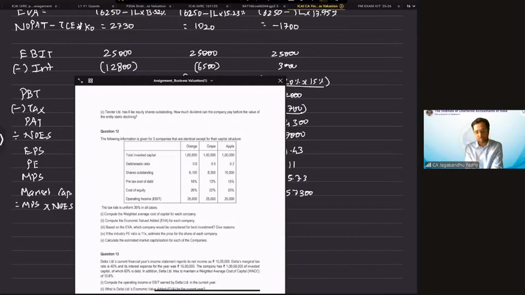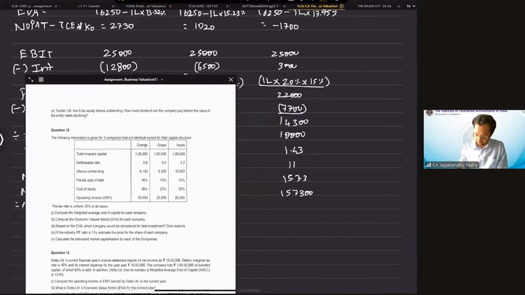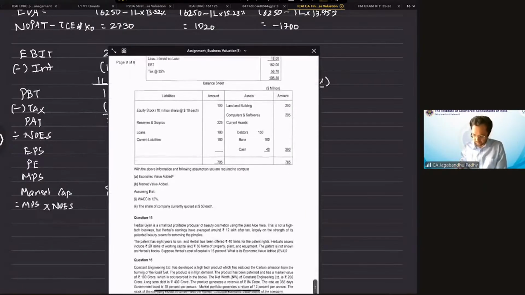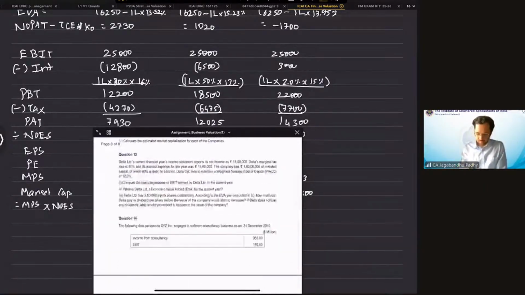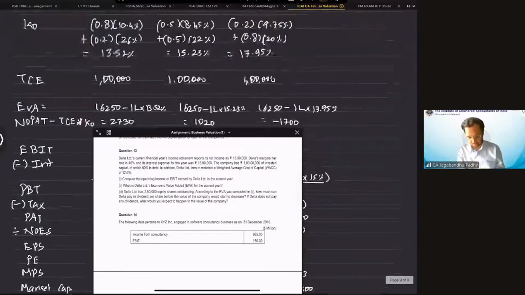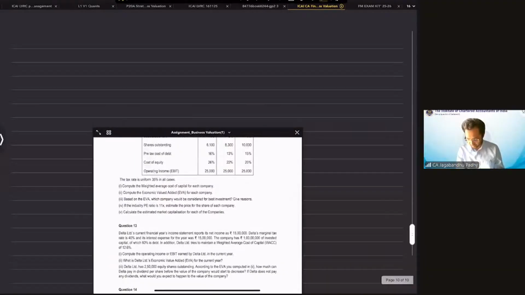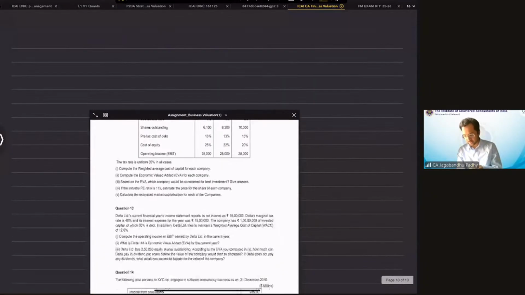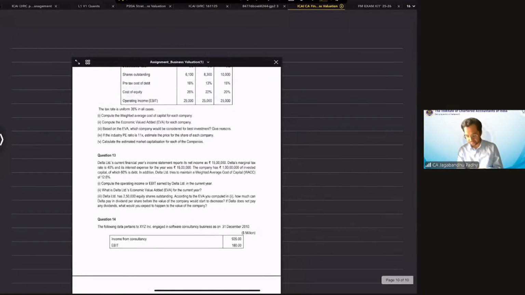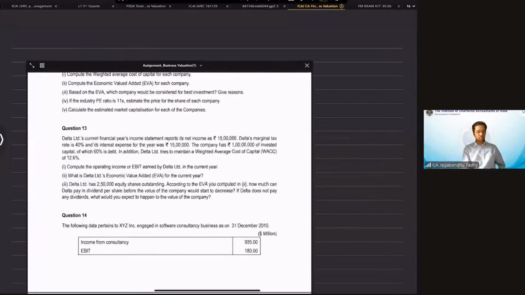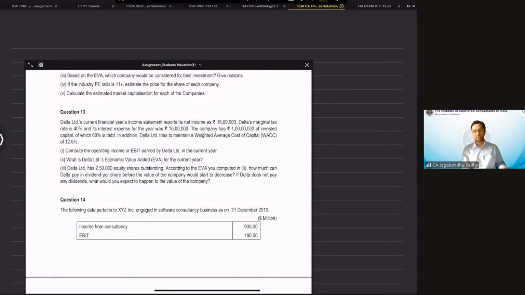Were we all able to get these numbers? Yes. Fine. So that was our question number 12. Now let's go for question 13. Read question number 13, guys, and just let me know if you can solve it. And just confirm, is it a doable one?